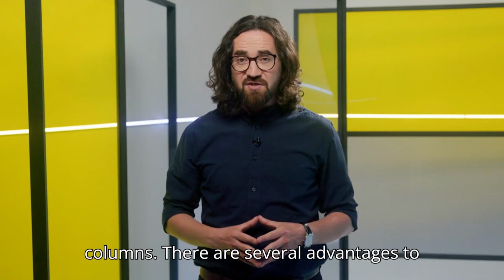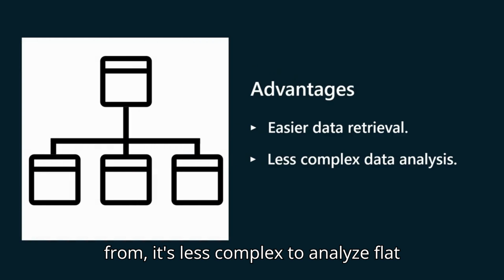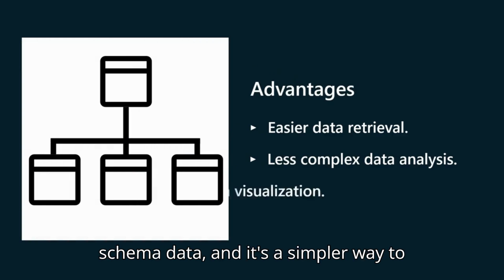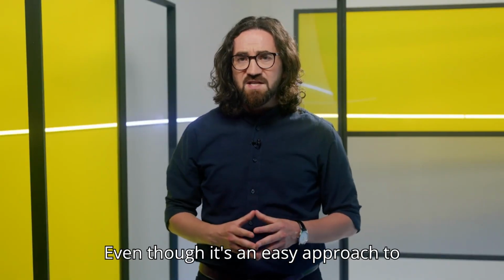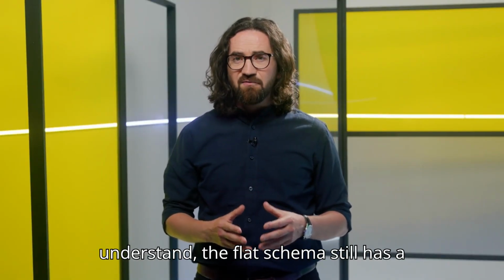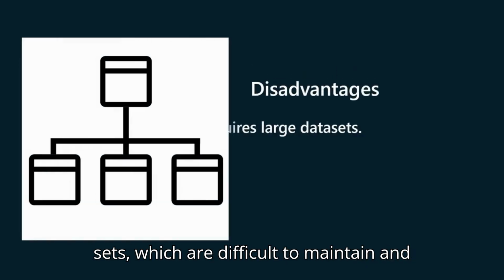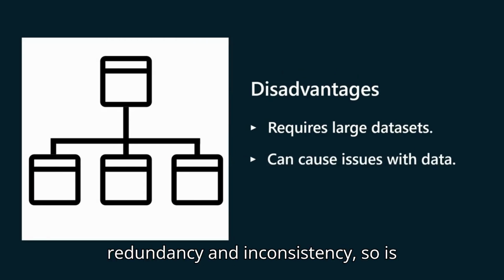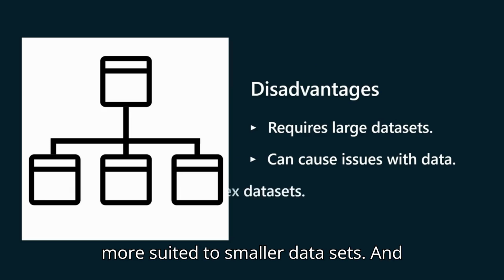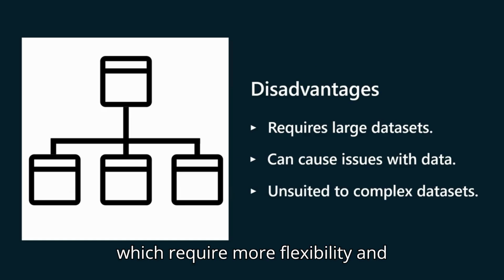The required attributes and entities are stored in the rows and can be extracted as required from the columns. There are several advantages to a flat schema. It's easy to retrieve data from, it's less complex to analyze flat schema data, and it's a simpler way to visualize data. However, even though it's an easy approach to understand, the flat schema still has a few disadvantages. It requires large datasets, which are difficult to maintain and slow to query. It leads to data redundancy and inconsistency, so is more suited to smaller datasets. And it doesn't allow for complex datasets which require more flexibility and detail.